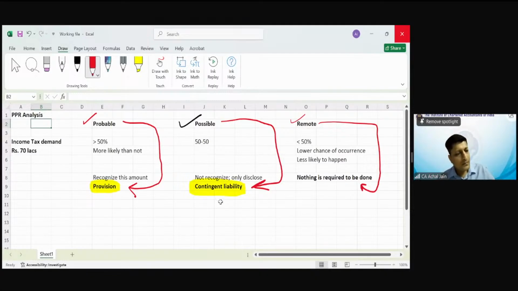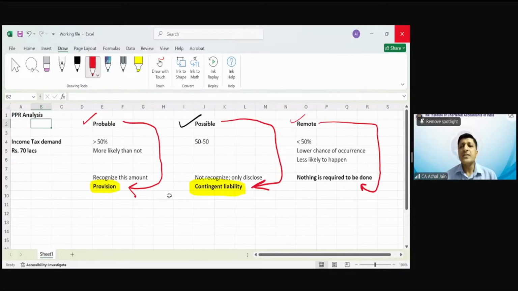Sir, in the remote case, you said that the chances of losing are very low. So another case may also arise: if the chances of winning are very low, can we include it here also? That's one and the same thing.